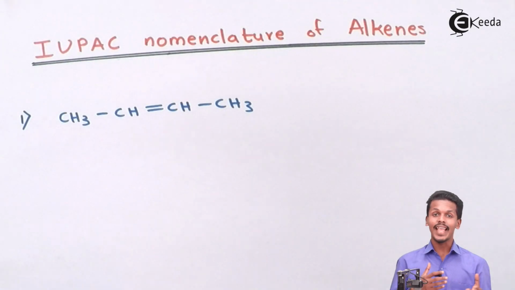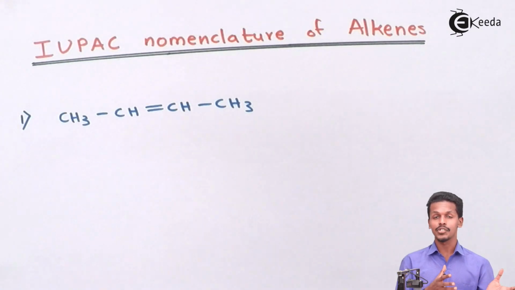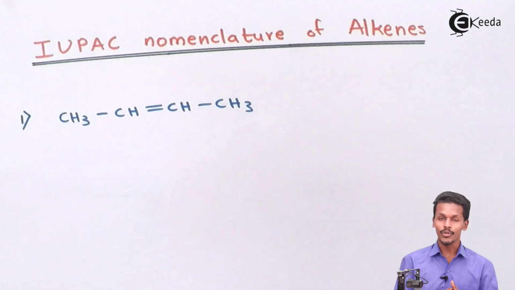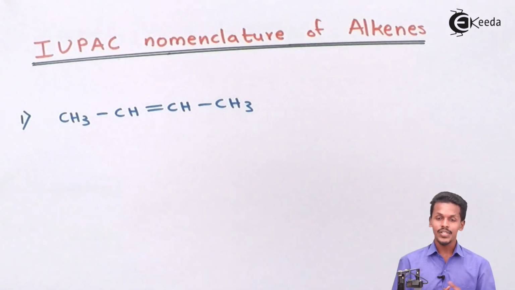So now we are going to give the IUPAC nomenclature to the alkenes, that is, the structural formulas of alkenes that are being provided to us, and let us see what the IUPAC nomenclature is and how we can give the IUPAC nomenclature to that particular molecule. So now let us talk about the first one that we have.